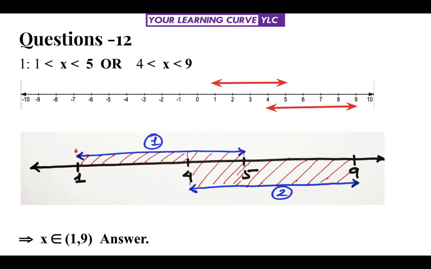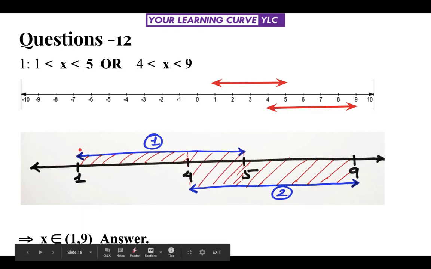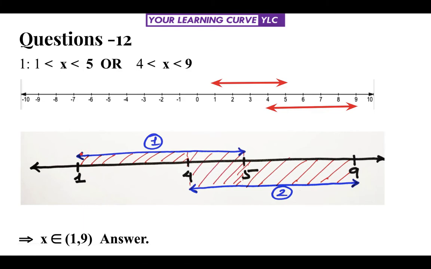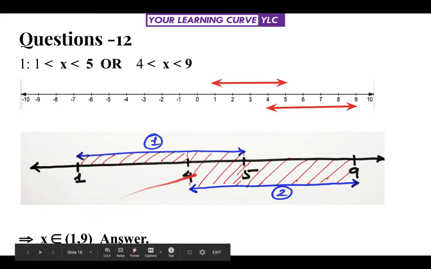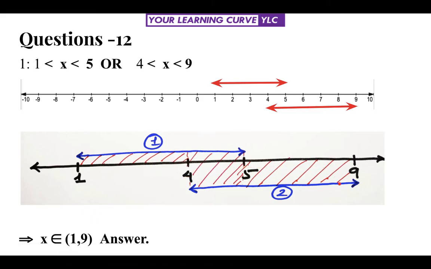The endpoint 1 is not satisfying the first inequality, and it is not a part of the second inequality as well. So since it is not satisfying any of the inequalities, it will not be included in our answer. Same thing goes for 9. We cannot include 9 in our answer because it is not satisfying any of the inequalities. Here x is approaching 9, but it is not equal to 9. So the answer will be open bracket 1 to 9.